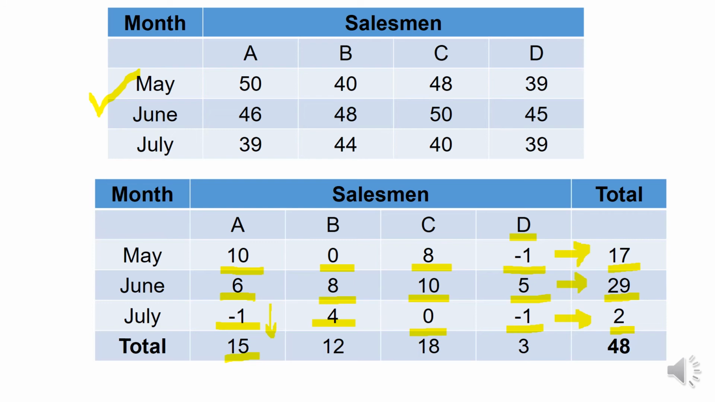Likewise, for salesman B, this is 12. For salesman C, it is equivalent to 18. And for salesman D, it is equivalent to 3. And the total of rows and the total of columns is equivalent to 48. So this is regarded as the total value.